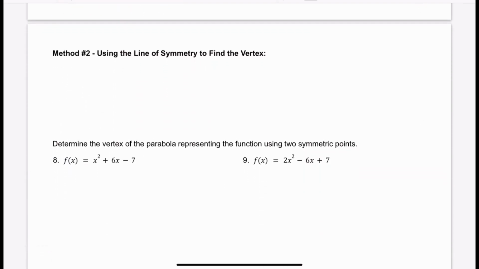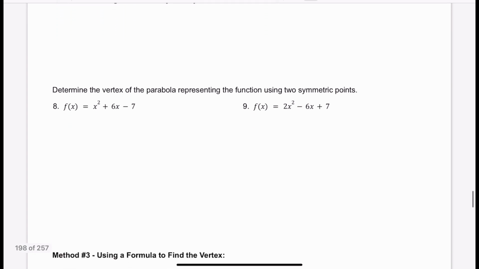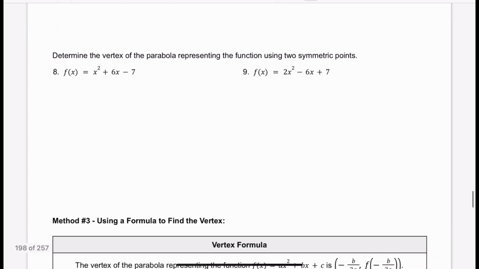Our method 2 is we're using the line of symmetry to find the vertex. So if I have my parabola, I can find this point right here is right on top of the y-axis. So it's going to be at -7. If I put a 0 in here and here, I will always get that last number, that C number, as my point. So there has to be a symmetric point to this. So what we're going to do is we're going to plug a -7 in for our y.